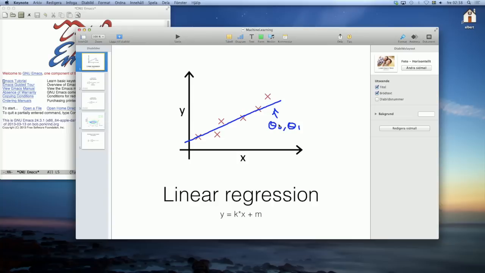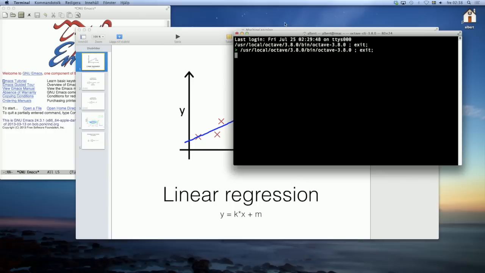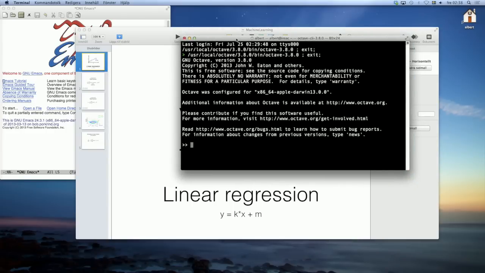But instead of that, you can use theta 0 and theta 1. Theta 0 is the intercept term here, and theta 1 is the k term. And here, theta 0 and theta 1, you can put it into a vector, and that fits very good into MATLAB or Octave. Okay.